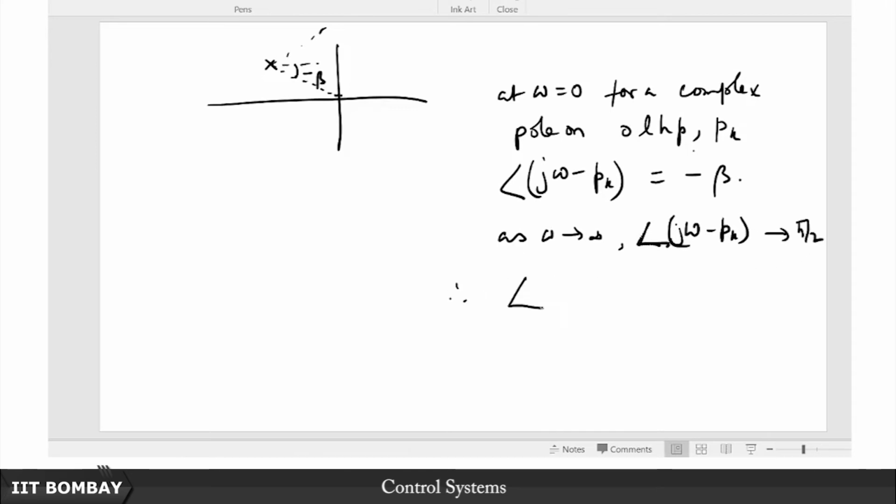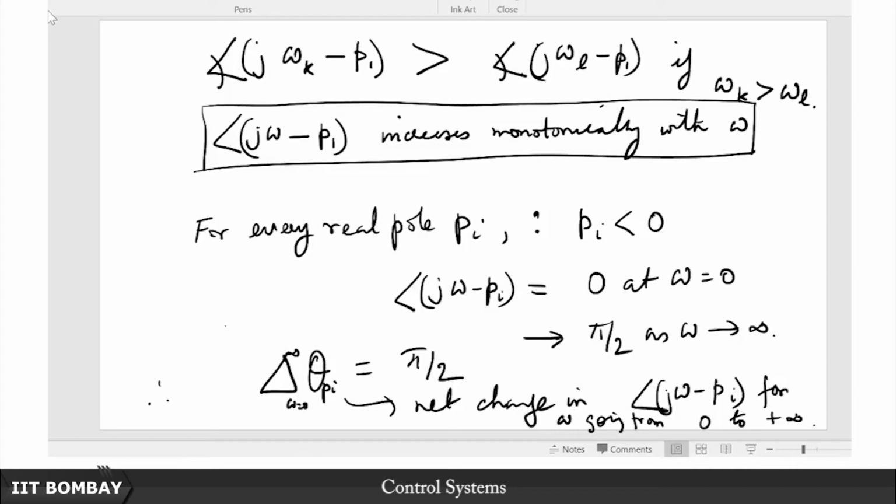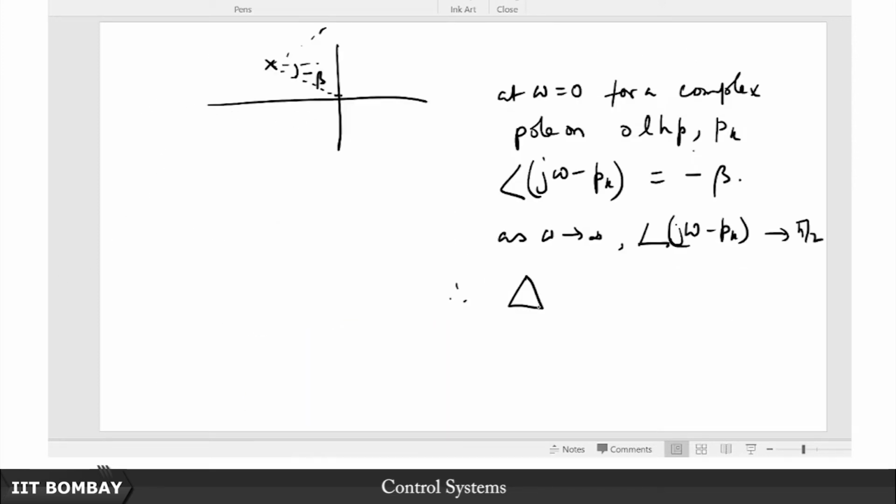So therefore, for this particular pole, now you might say, okay, for a real pole I understand that it goes from 0 to pi by 2, hence the net change is pi by 2. But for a complex pole, see this change as omega goes from 0 to infinity, this theta for pk, I hope that is the notation, yeah, that is the notation. So this is nothing but pi by 2 minus beta k, let us say, so let me call that beta k, yeah, this is going to be pi by 2 plus beta k.